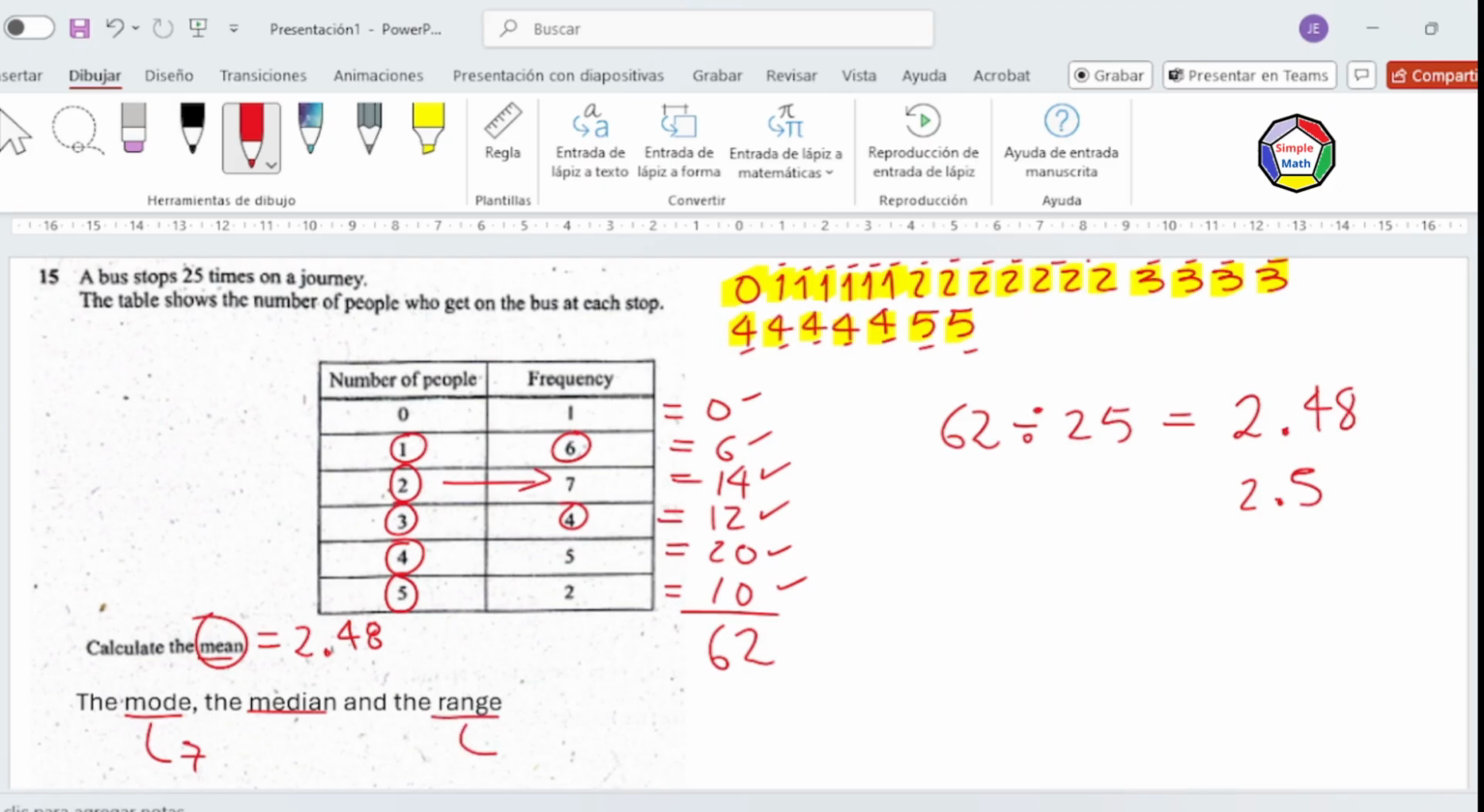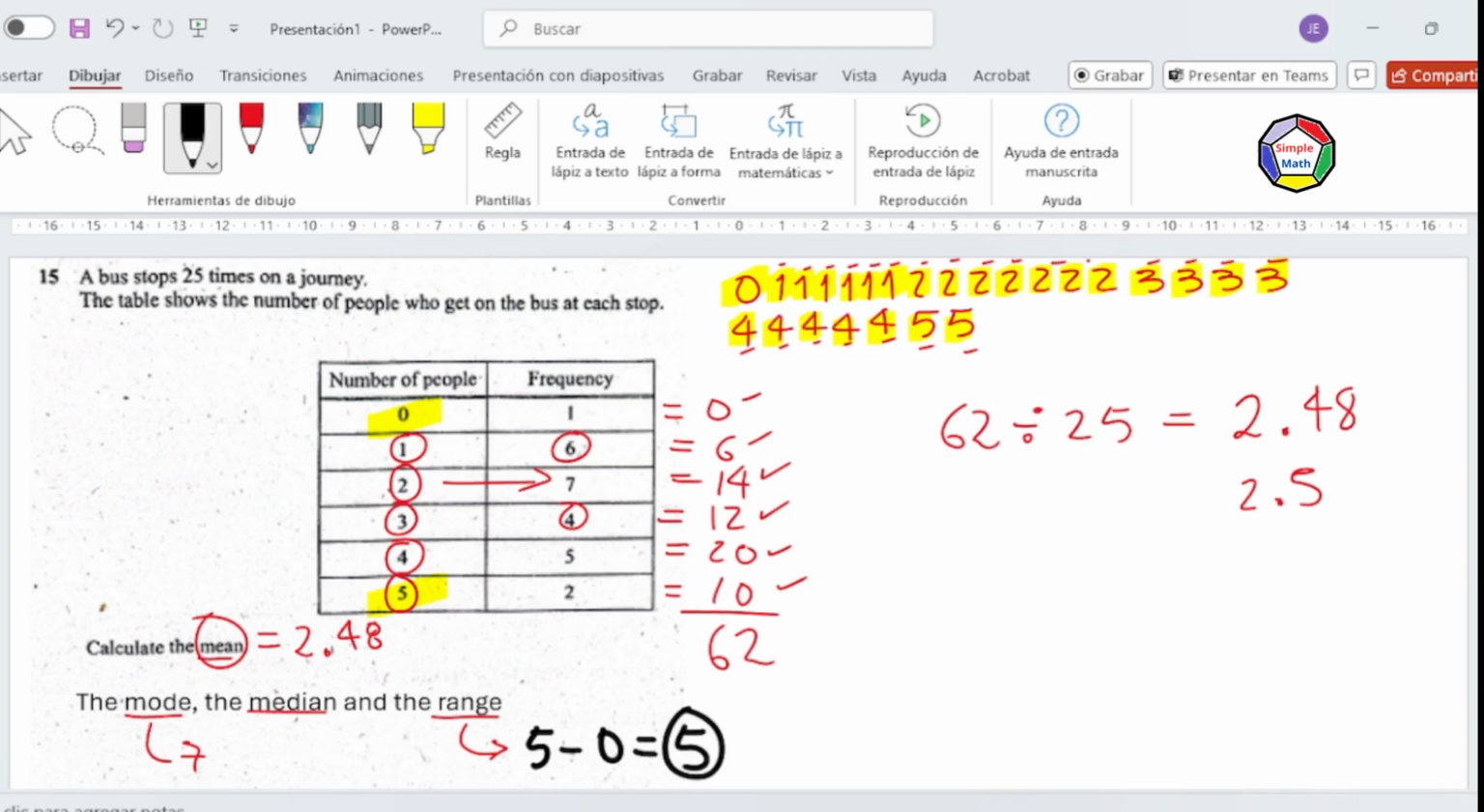And then the range. This is something very easy because it's the biggest number minus the smallest. Which is the biggest number? The biggest number is 5, and the smallest number is 0. So 5 minus 0 equals 5. Yes, so the range is 5.